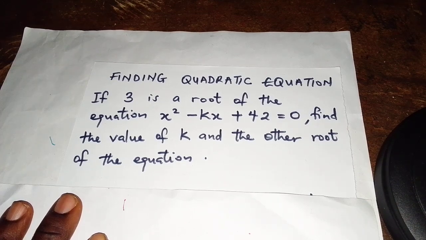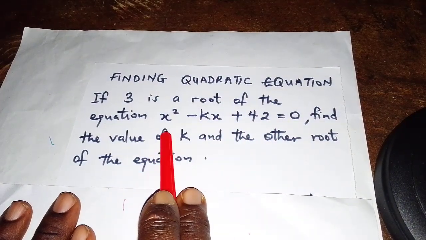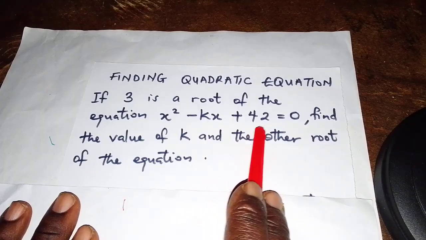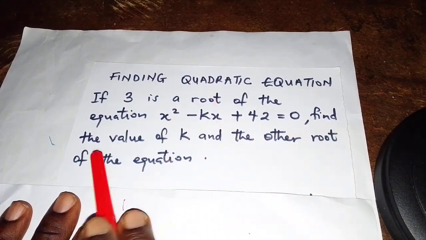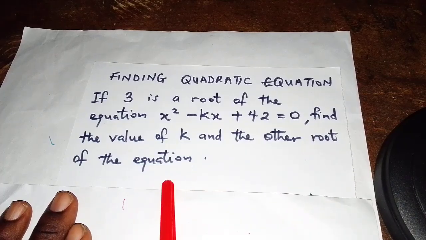Hello students, we are still on how to find quadratic equations. Now let's look at this question. If 3 is a root of the equation x squared minus kx plus 42 equals 0, find the value of k and the other root of the equation.